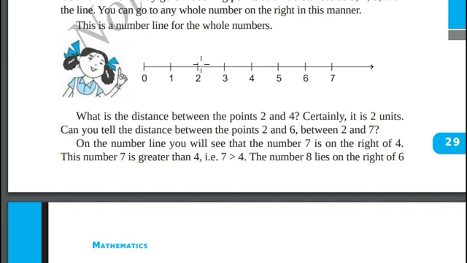Then what is the distance between 2 and 7? 2 to 3 is 1, 3 to 4 is 1, 4 to 5 is 1, 5 to 6 is 1, 6 to 7 is 1. So 1, 2, 3, 4, 5. And if we take 4 as a number and we take one more number as 1, from this we can conclude that 1 is less than 4.